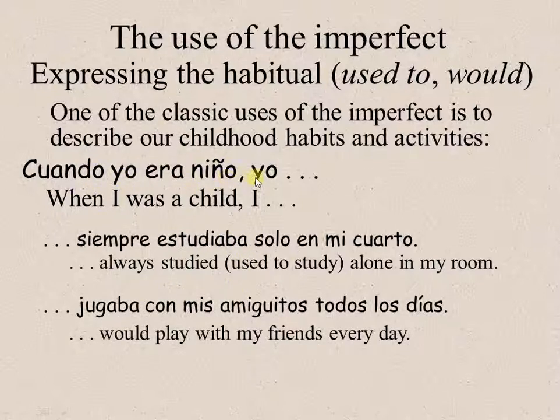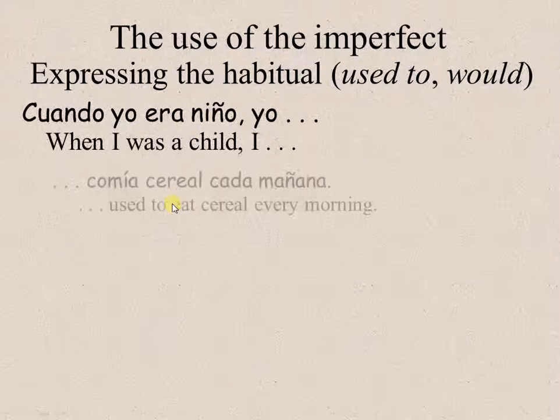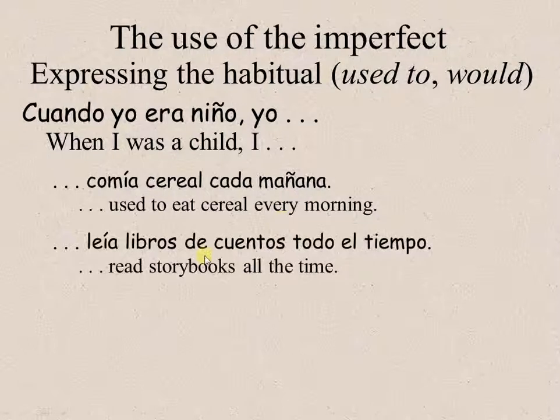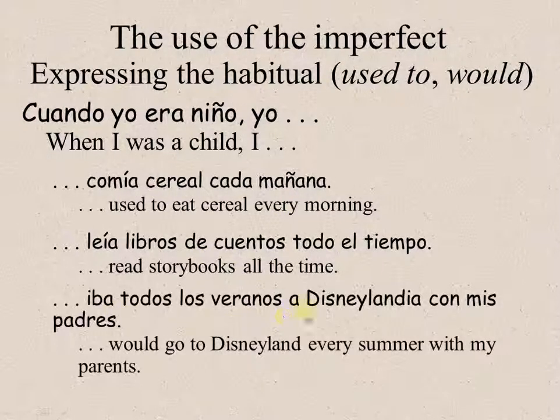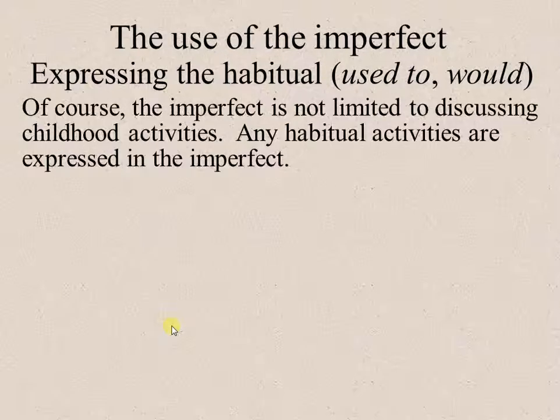Cuando yo era niño, yo jugaba con mis amiguitos todos los días. Cuando yo era niño, comía cereal cada mañana. Leía libros de cuentos todo el tiempo. Iba todos los veranos a Disneylandia con mis padres. So all these examples we've seen so far, they are expressing something you used to do in the past. It was a habit in the past. Therefore, we need to use the imperfect.